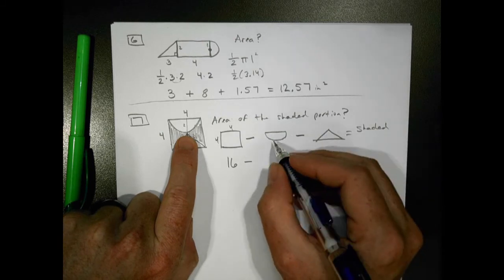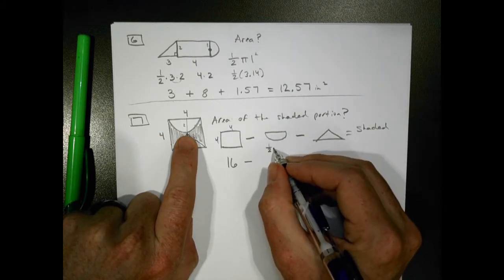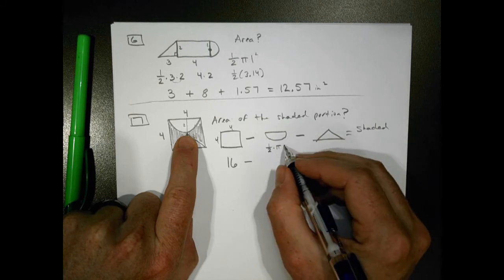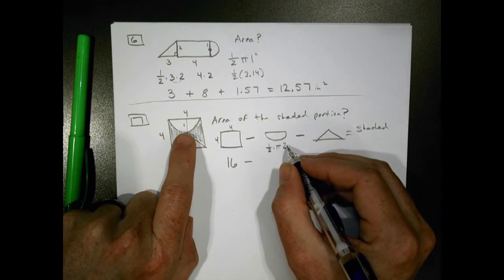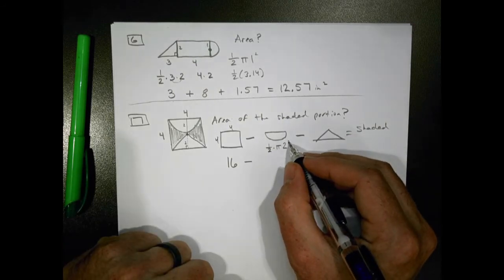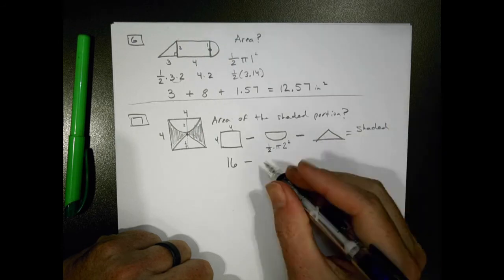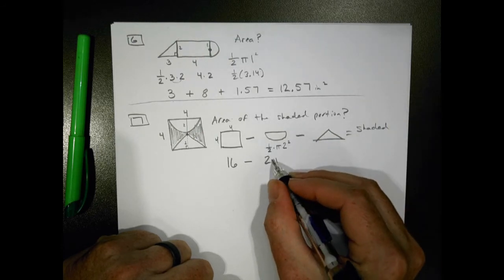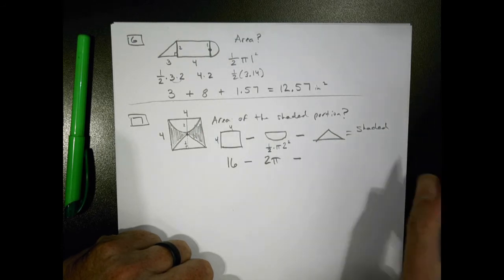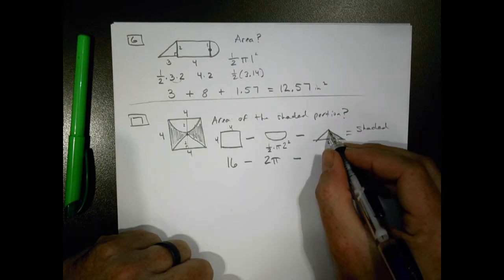The semicircle, well, the area of a circle, or half of a circle, is 1/2 times pi times the radius, which is 2, and 2 squared is 4. So 2 squared is 4, half of 4 is 2, so I have 2 times pi. I'll write 2 pi for now, okay? Come back to that.